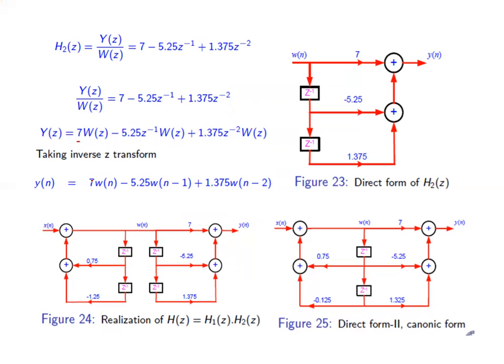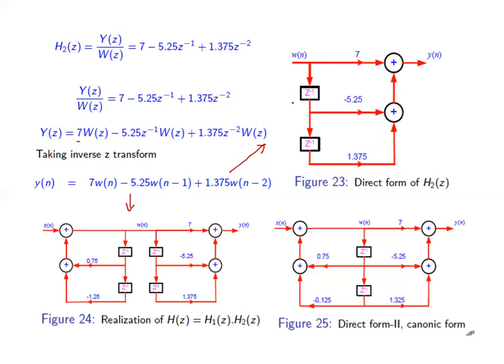Taking the inverse z transform of this, we'll get y of n equals 7 omega of n minus 5.25 omega of n minus 1 plus 1.375 omega of n minus 2. Now realizing this, here is how we are realizing it first. Omega of n, this is 7 omega of n. If I pass it through this, we'll get minus 5.25 omega of n minus 1 plus 1.375 omega of n minus 2.